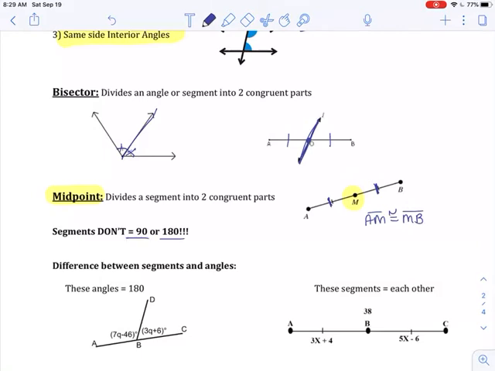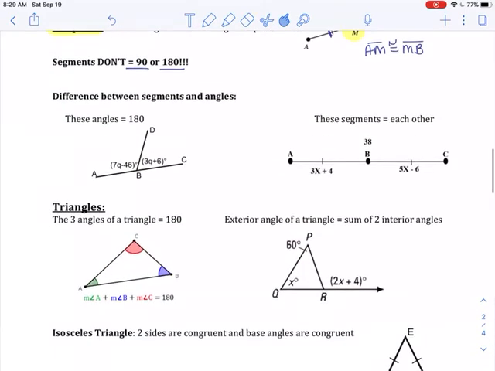Remember that segments don't equal 90 or 180. Only angles equal 90 or 180. All right, so basically here, what's the difference between segments and angles? Because believe it or not, it can be a little bit confusing. These are angles right here. So those are angles that form a line. See the degree sign right there? So that's another way I know it's an angle. The angles equal 180.